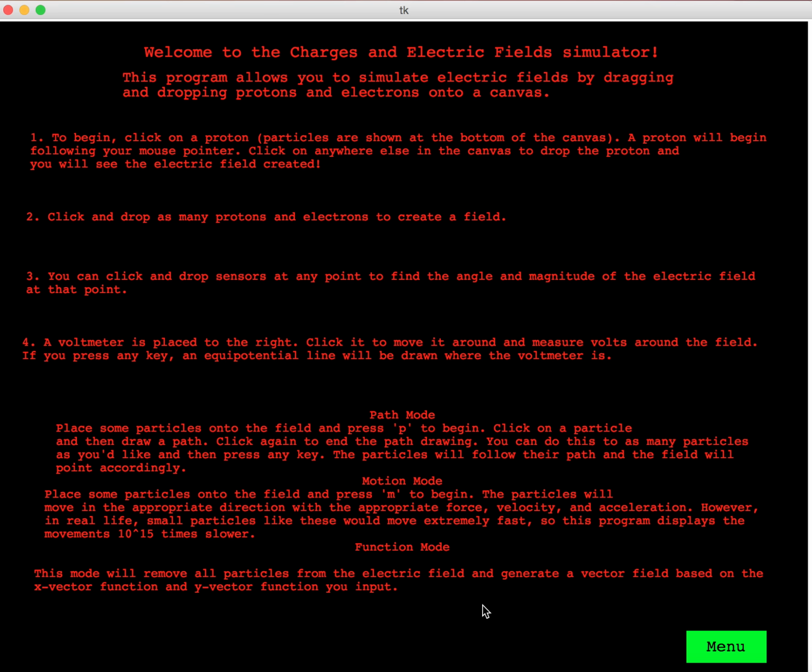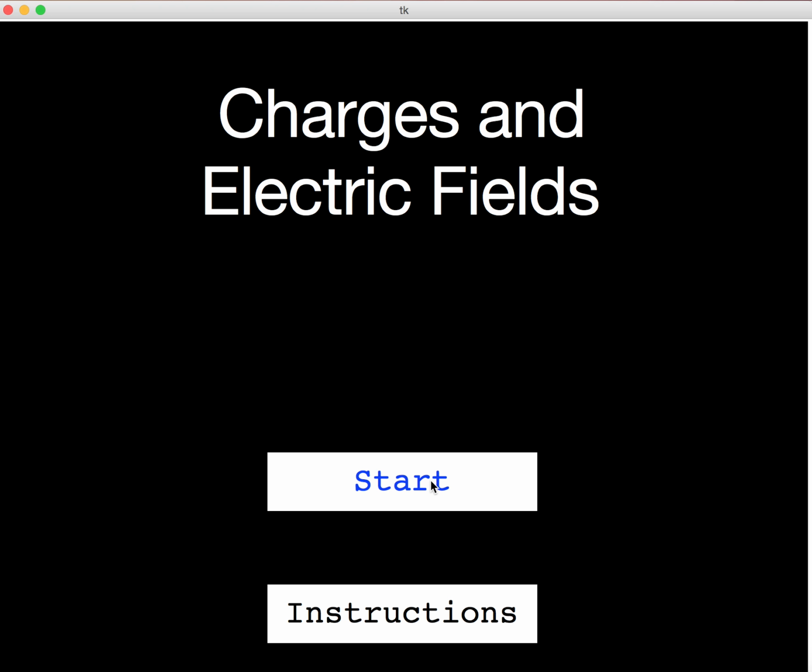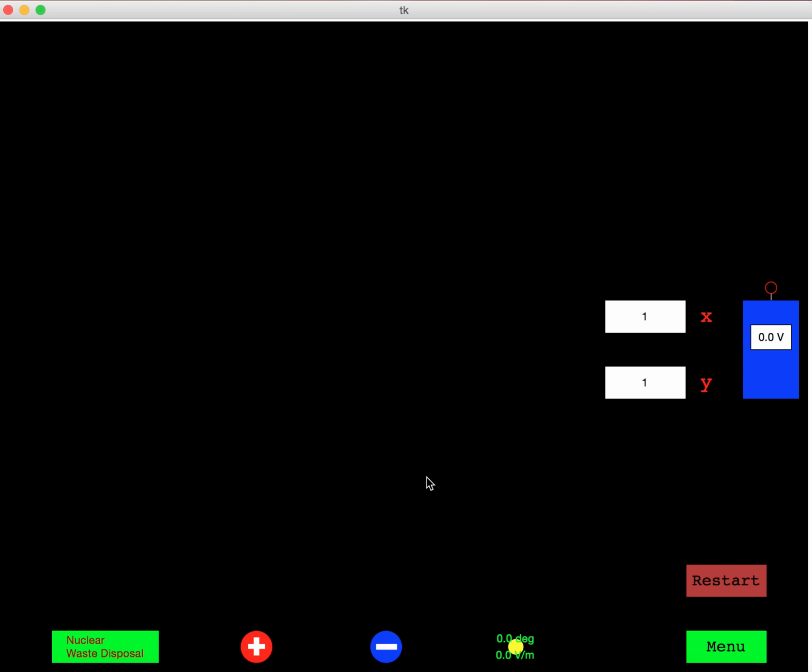So if we go to instructions, it just explains how the program works and all the different modes and how to access them. Then I go to start. You can see that the program is blinking. That's just because my computer is having trouble screen recording and running Python. But yeah, moving on to the program, you can see that this is the layout, and there's not much yet because there's a lot of empty space.